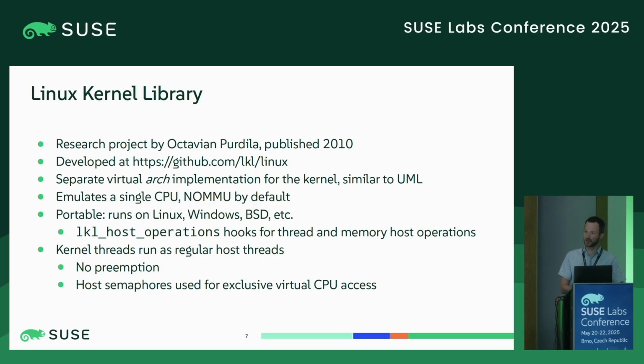UML is user mode Linux, which has also been around for some time. But lkl is much lighter weight than UML in that it doesn't support running user space processes. It's a single virtual CPU, no MMU, so we don't have virtual memory mapping. We don't need address space separation or protection for what we're using it for, which is basically having it mount and expose a block device.